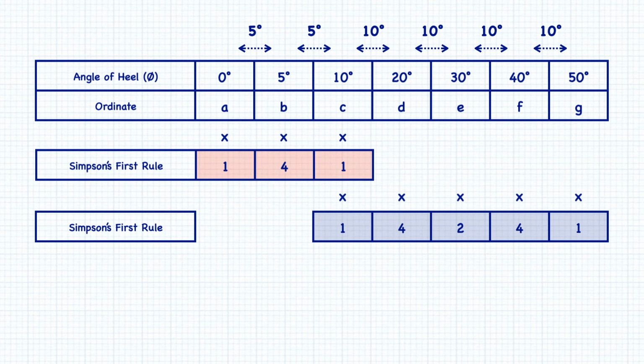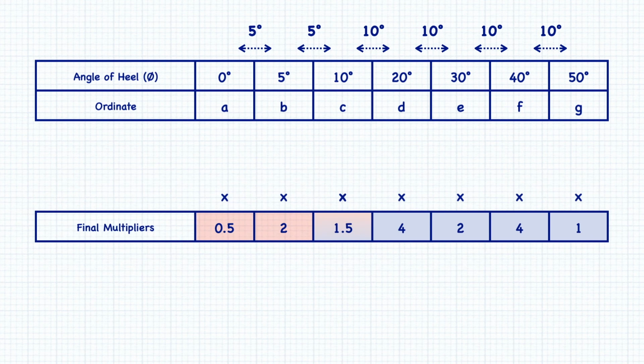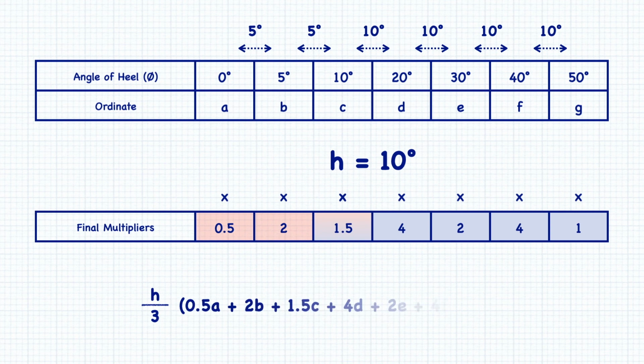Because the first 3 ordinates are measured at half of our interval of 10 degrees, we can take the Simpson's multipliers and divide them in half. Then we can take both sets of multipliers and combine them into one equation. That way we can still calculate our area using the common interval of 10 degrees. Our final equation looks like this. h over 3 times 0.5a plus 2b plus 1.5c plus 4d plus 2e plus 4f plus 1g.